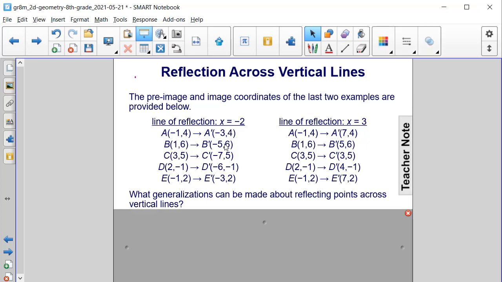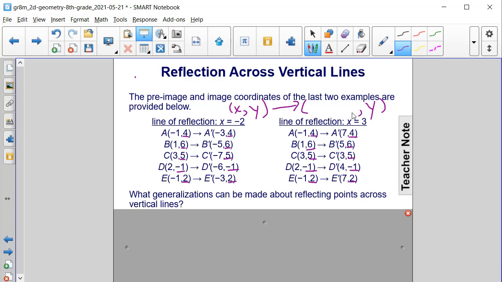Well, the pre-image and image points all have the same corresponding y coordinate. These things never changed. Let's look at the other pair to make sure. Yeah, 6 to 6, 5 to 5, -1, -1, 2, 2. So the y coordinate of our original point does not change when we reflect it across a vertical line.